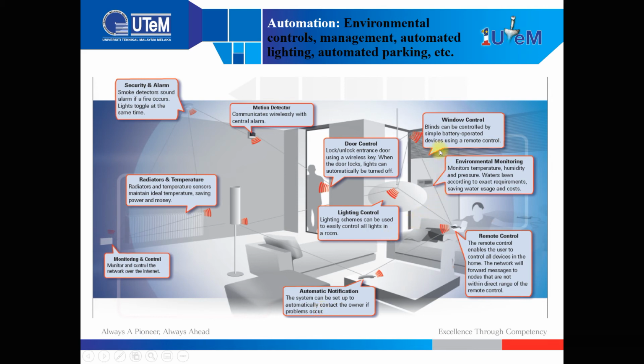Okay, window control, automatically blind the window using a remote control. And then environmental monitoring, monitors temperature, humidity and pressure, water lawn according to exact requirement. And then the remote control also, nowadays the remote control can not only control the television, actually one remote control can control everything in the house. So all this illustration actually can make the building become smart building.